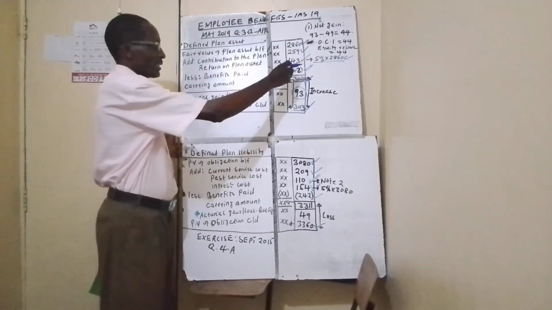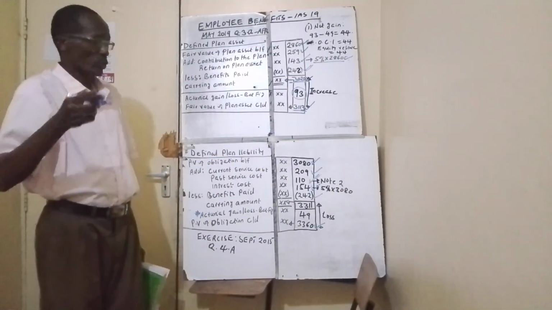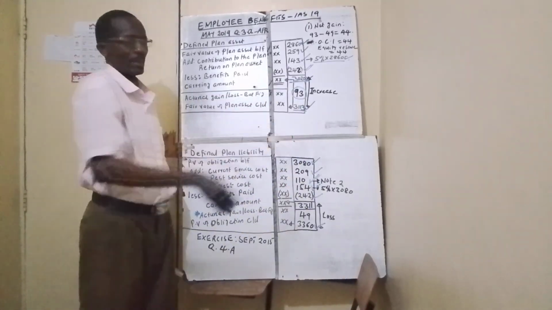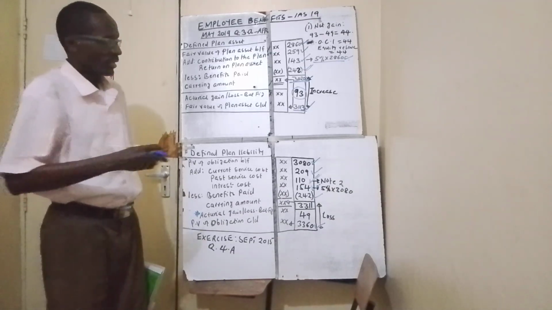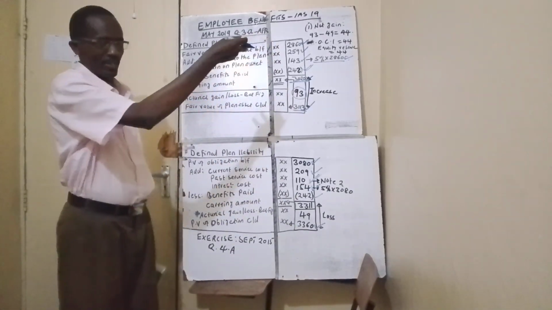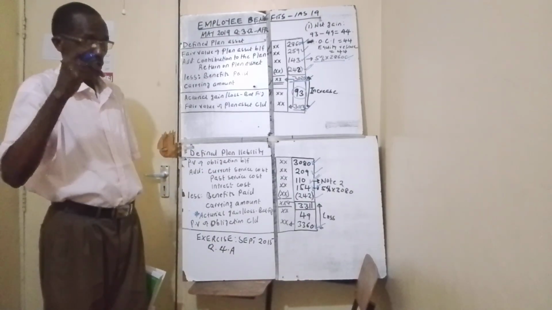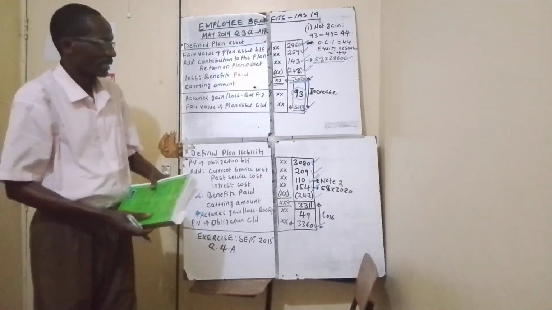If it is an asset, if it is increasing, then that is actual gain for the asset. If it is reducing, then that is for the asset, then it is actual loss. The opposite for the liability. If liability increases, then that is actual loss. If liability decreases, then that is actual gain.